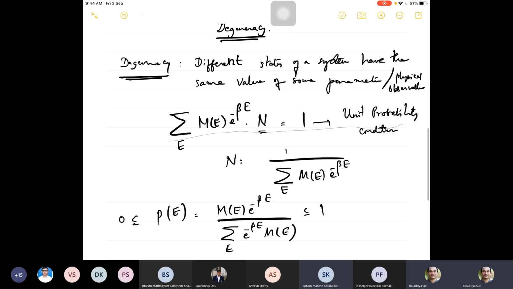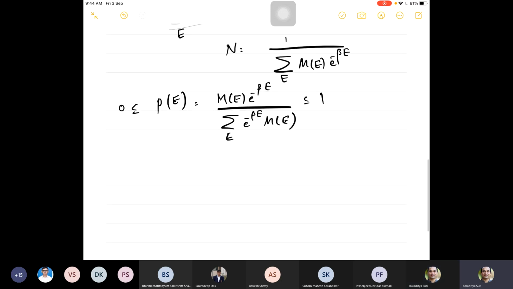Yes, sir. Now, degeneracy in general refers to different states of the system having the same value for a particular physical observable. For example, you can consider a particle moving to the right with a velocity v and a particle moving to the left with a velocity minus v. They will have different momenta, but the kinetic energy of these two is the same, right? So as far as kinetic energy goes, these two are degenerate states.